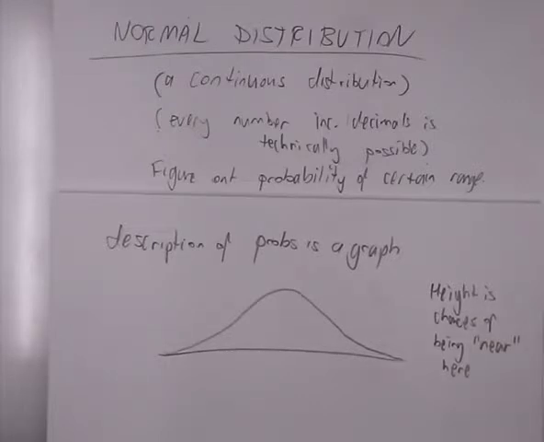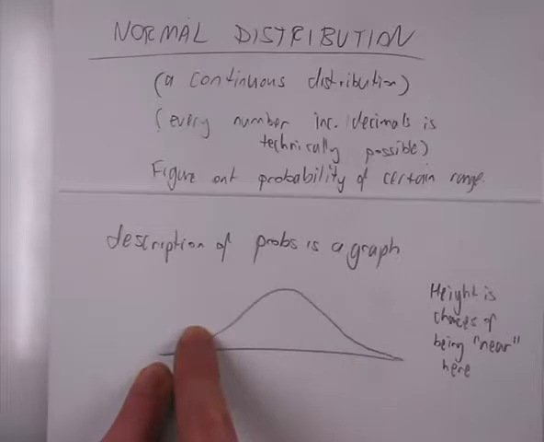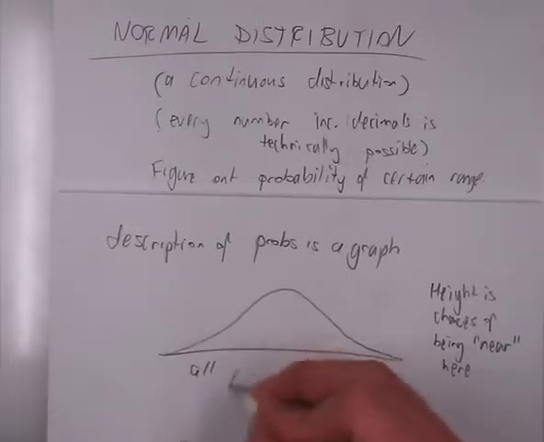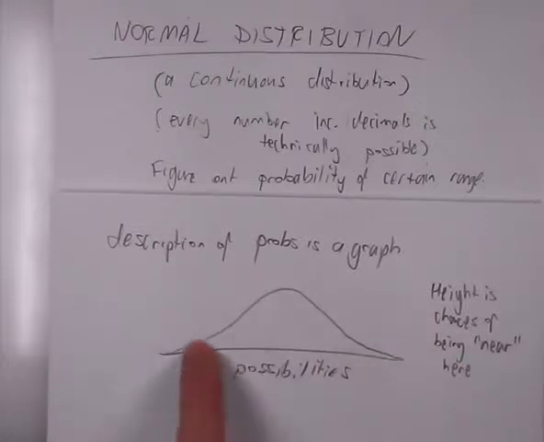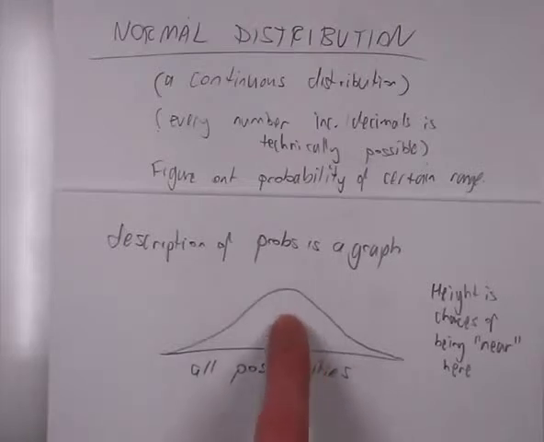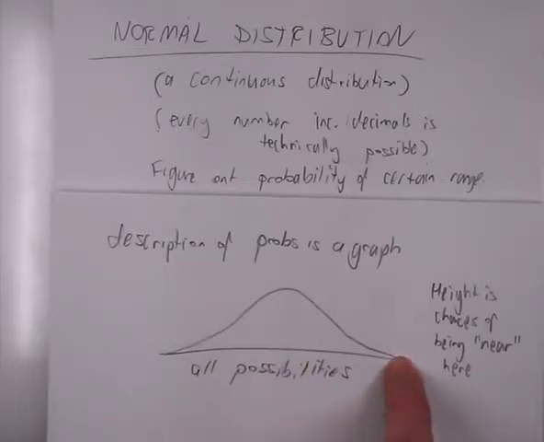So the idea is that this axis here describes all the possibilities. Any possibility you could name would be a spot somewhere on the x-axis, and the height tells you how likely it is to be near that spot. So this here in the center is the average. It's most likely to be near the center, and it's more unlikely to be near the edge. That's the normal distribution.